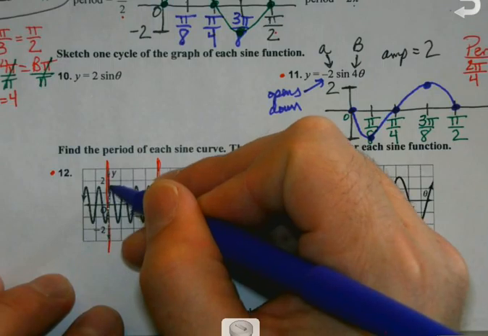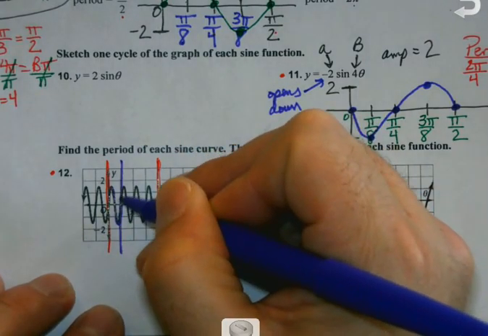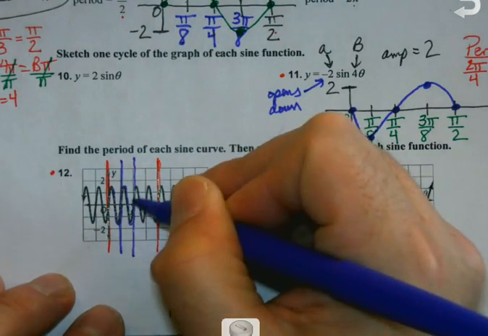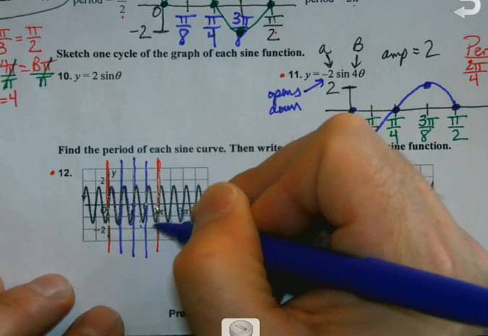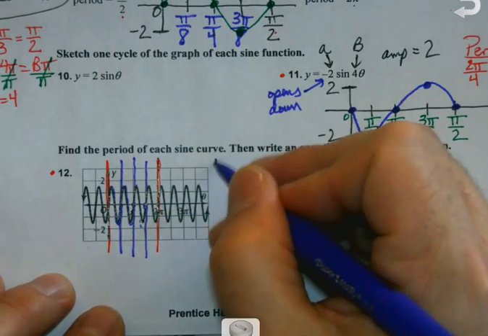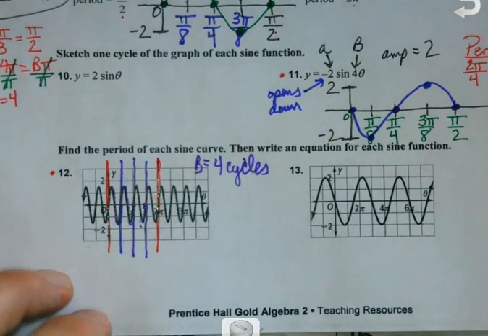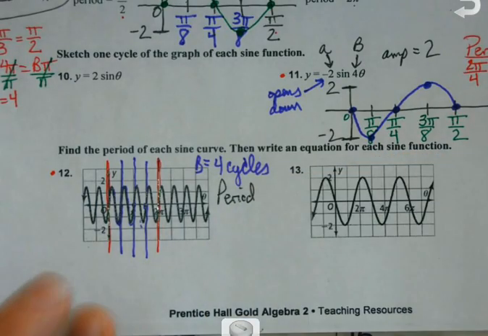So down, back up. There's 1. Up, down, back up. There's 2. Up, down, back up. There's 3. Up, down, back up. There's 4. So I've got 4 cycles, or that's my B value, because I've got to figure out the period. That's the only mystery value right now. I'm always trying to figure out how many cycles there are until I get to 2 pi.